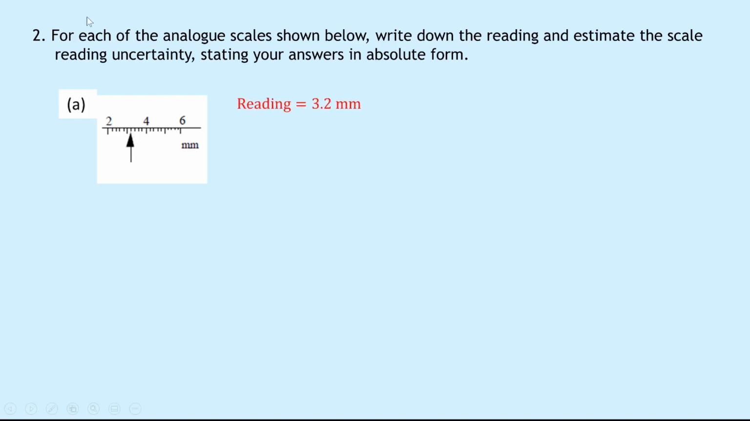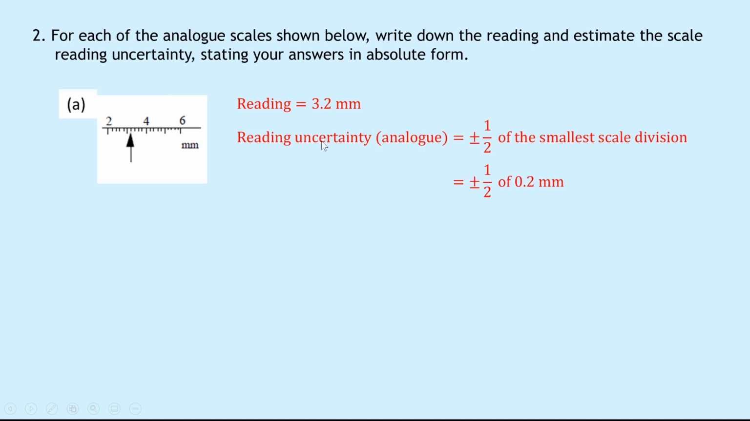And remember, to get the scale reading uncertainty in this analog scale, it's plus or minus half of the smallest scale division, which is plus or minus half of the 0.2 between each little division, which gives us plus or minus 0.1 millimetres. And if we want to write that now in absolute form, remember we do that with our brackets, and we have our reading plus or minus our uncertainty, with the units appearing outside of the brackets. So that would look like this. So we have 3.2 plus or minus 0.1 millimetres.